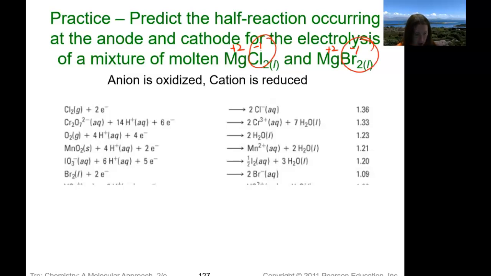All right, so now we look at chlorine and bromine. Here's chlorine, and I literally took this straight from your table this time. And there's bromine. So we have 1.09 or 1.36. And remember, these are anions, so anions are oxidized. What's our choice? Either bromine or chlorine. Which one do you think it is? You have 2 choices. Type it in the chat. Do you think it's going to be bromine or chlorine?